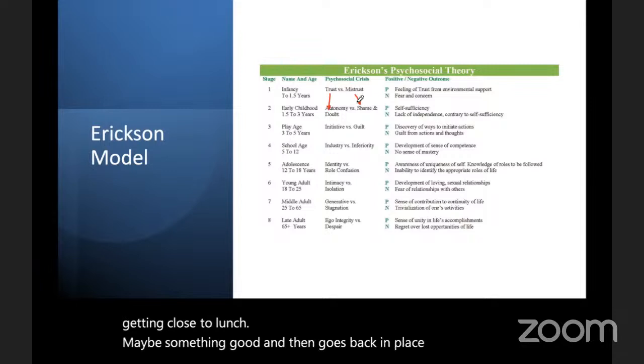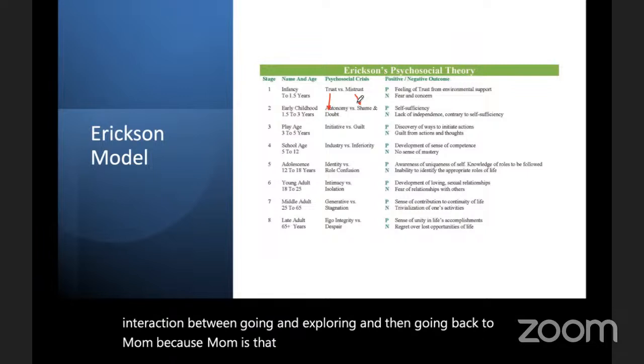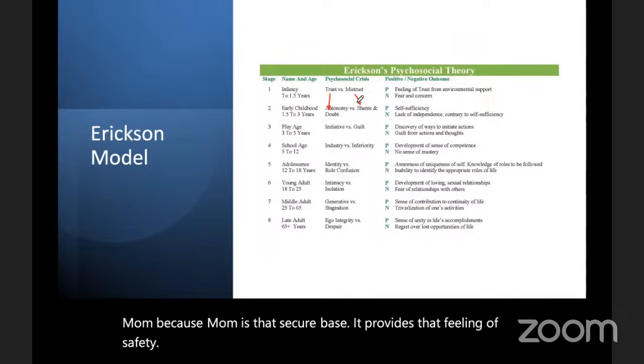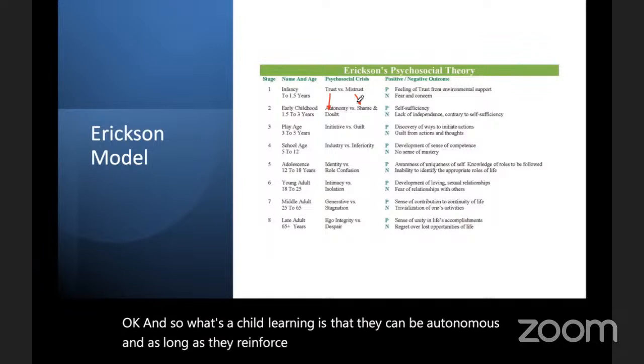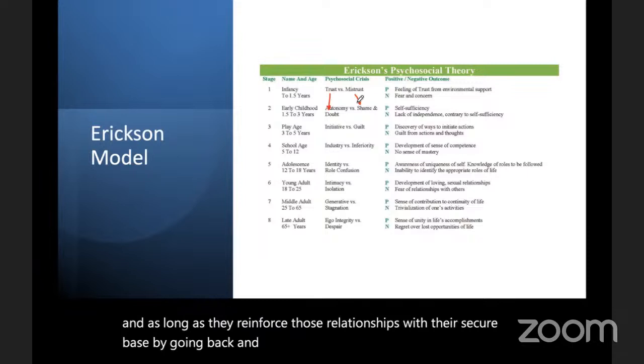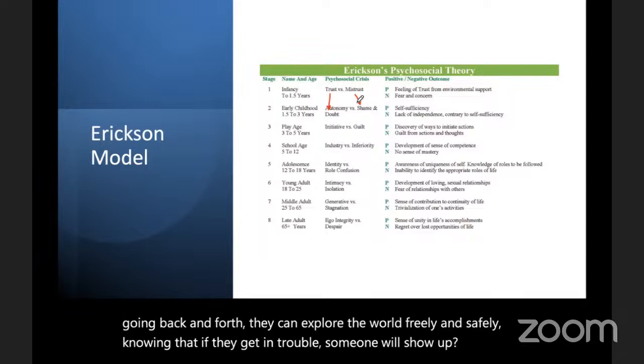It does this interaction between going and exploring and then going back to mom, because mom is that secure base. It provides that feeling of safety. So what the child is learning is that they can be autonomous. And as long as they reinforce those relationships with their secure base by going back and forth, they can explore the world freely and safely, knowing that if they get in trouble, someone will show up.